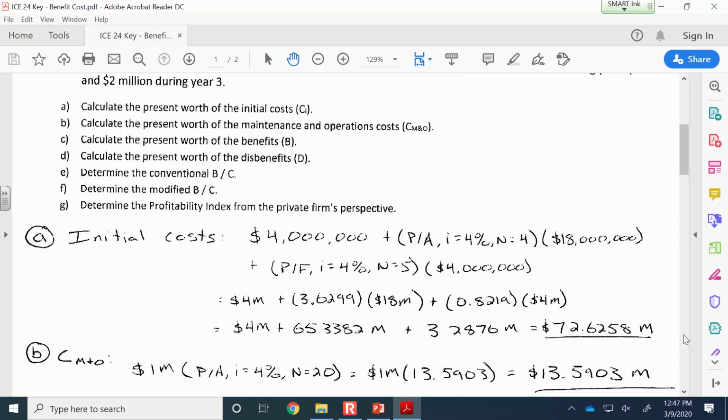So the sum of the initial costs are $72.6 million. The maintenance and operation costs are $1 million per year, and the factor to take 20 of those $1 million payments back to the present is 13.59. So that's 13.59 million is the maintenance and operation cost. And so we've got C sub I and C sub M and O.